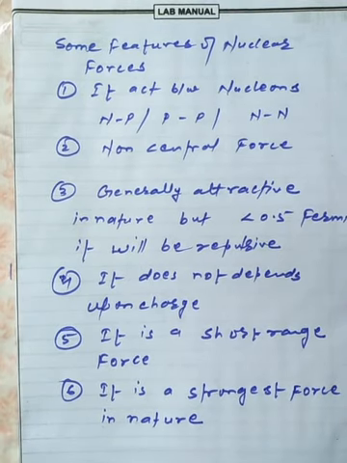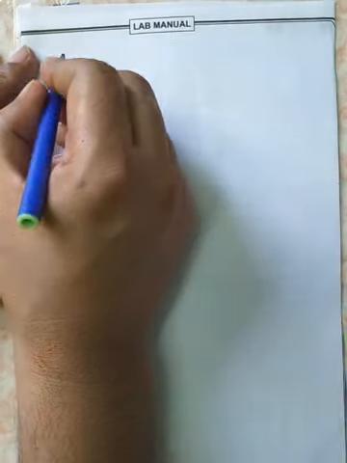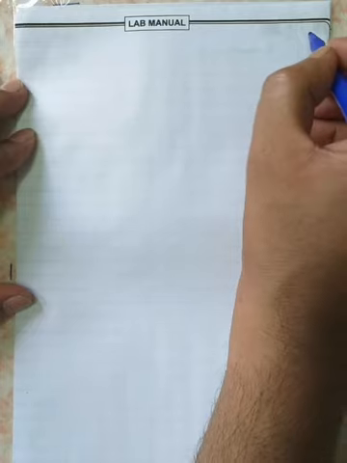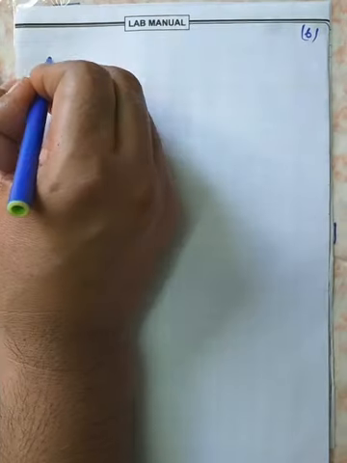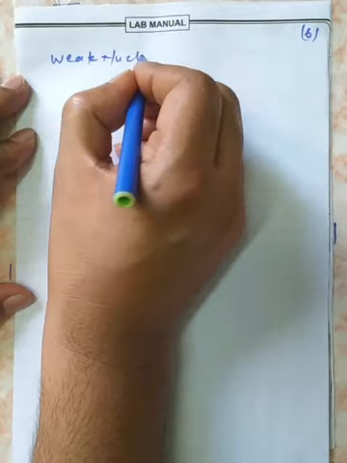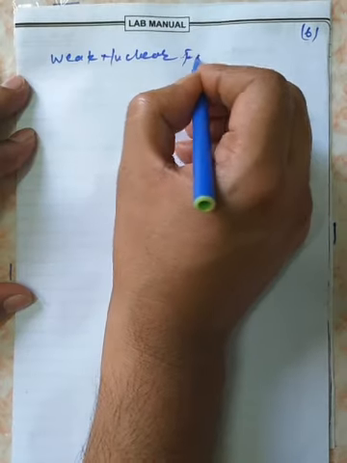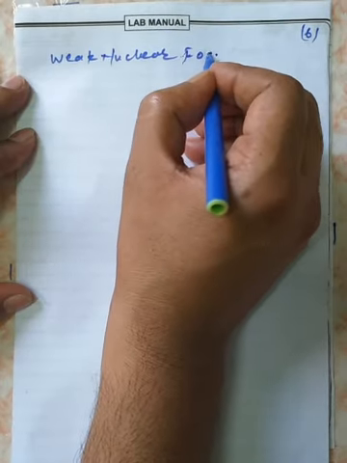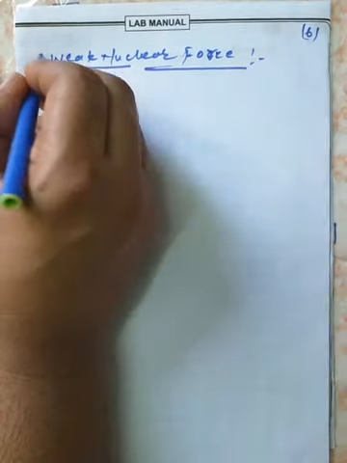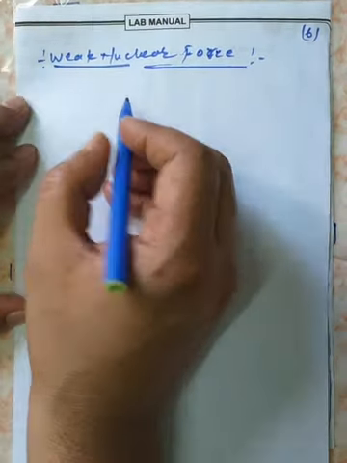Now, the fourth force we have, the fourth fundamental force, is called the weak nuclear force. This is on page number 6. The weak nuclear force is a kind of force generally acting inside the nucleus.